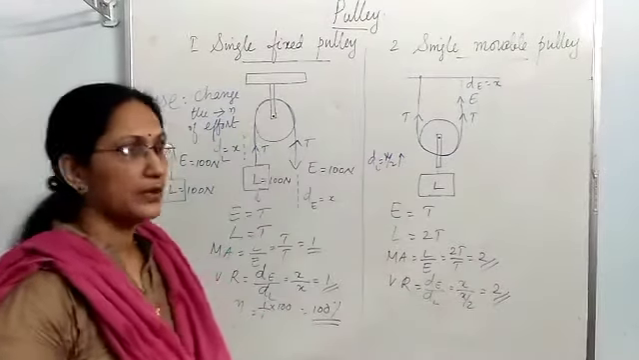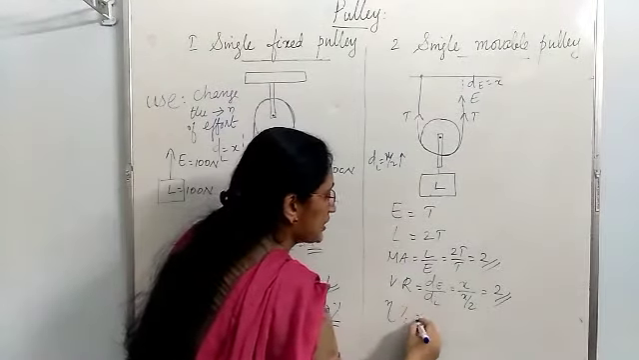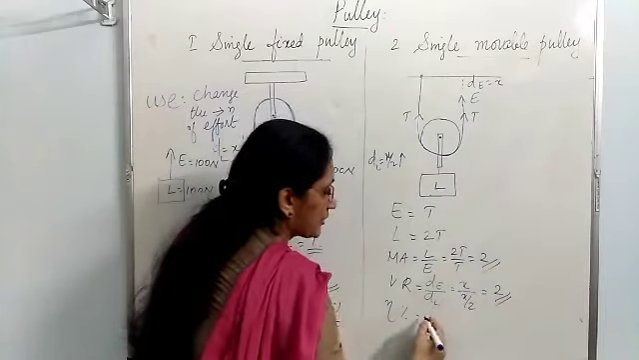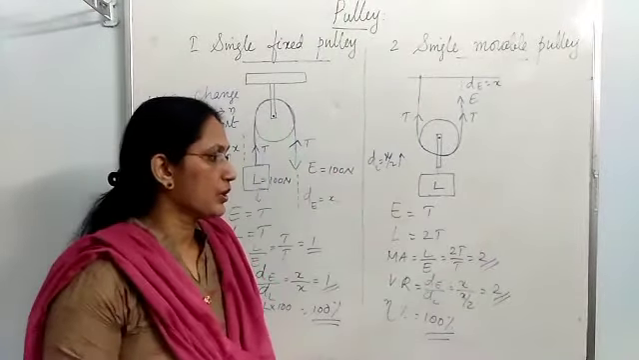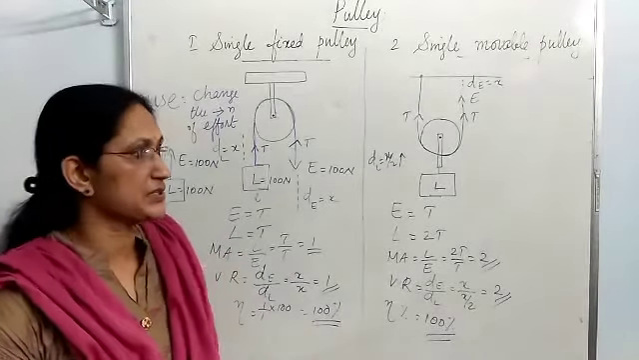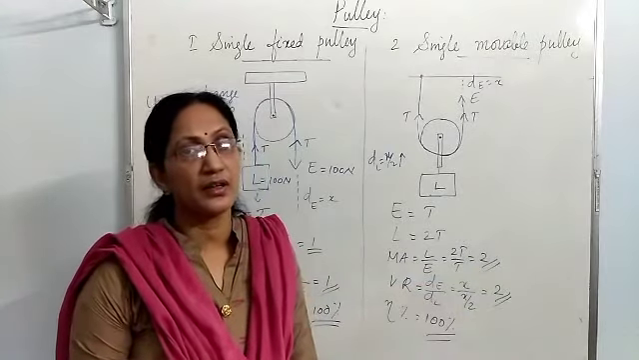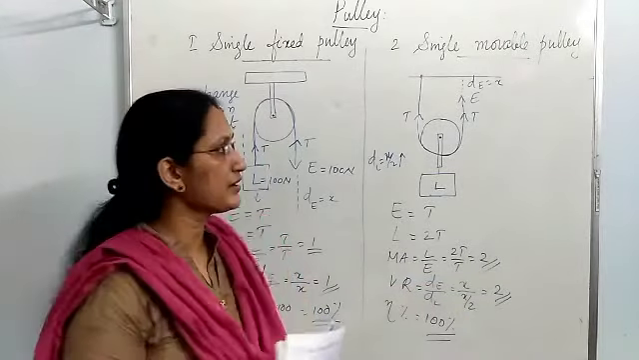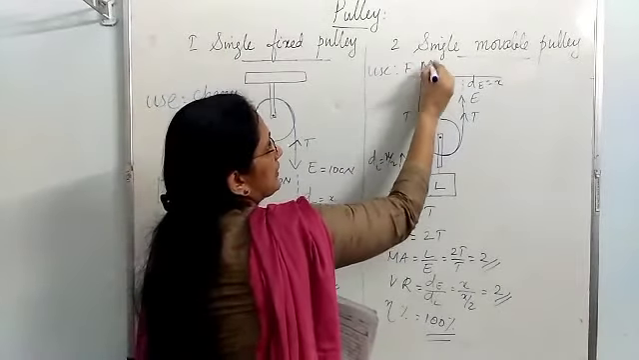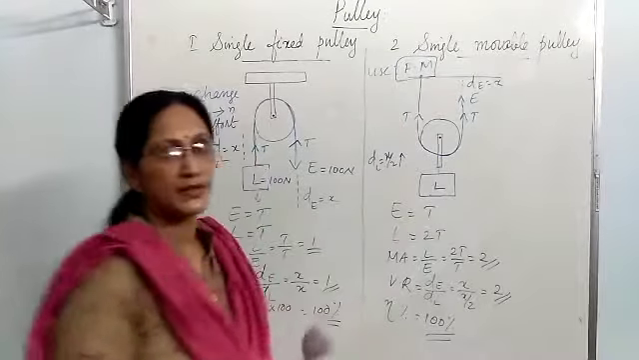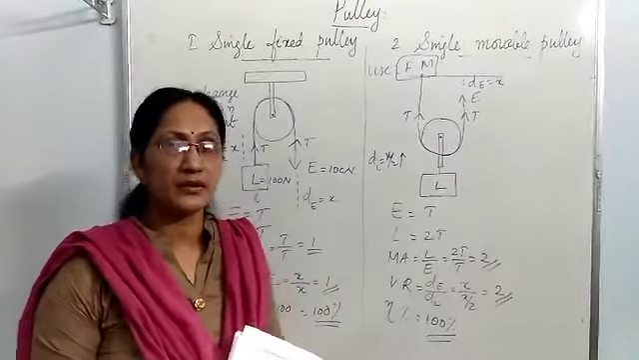Then we assume it as a perfect machine, then efficiency percentage will be MA upon VR into 100. That means 100%. Now, what is the utility of this machine? Machines having MA and VR greater than 1, they are force multiplying machines. So use of this machine is, it is a force multiplying machine. Single movable pulley is a force multiplying machine.